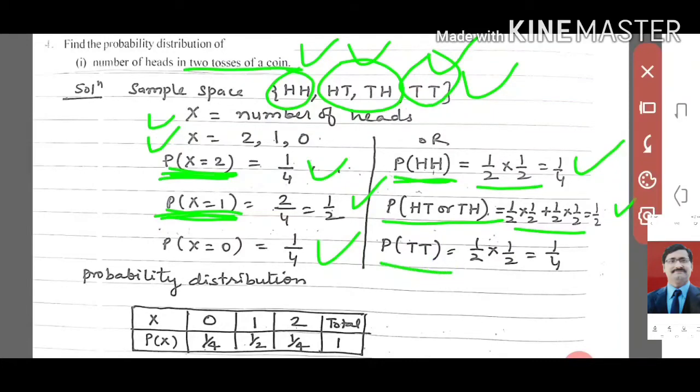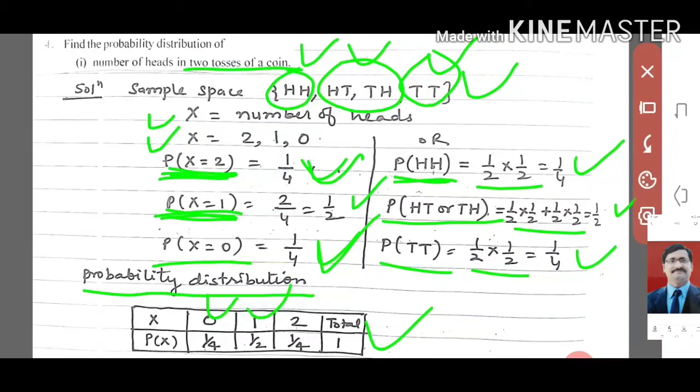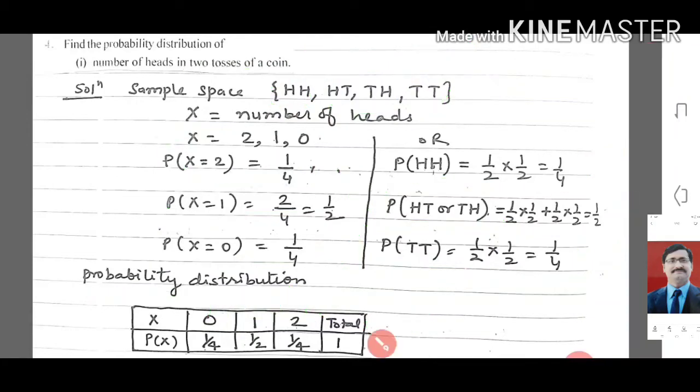And look here, P of X equal to 0 means no head. No head means we get 2 tails, means P of tail tail. So you will use 1 by 2 into 1 by 2, that is 1 by 4. So you can use any method, both are the same. Now you write the probability distribution. Probability distribution means you write these probabilities in the form of a table. So look here, what is the probability of 0? 0 is 1 by 4, the probability for 1 is 1 by 2, the probability of 2 is 1 by 4, and we do the sum of all these probabilities. The sum we get here is 1. So all of you understand this distribution table.